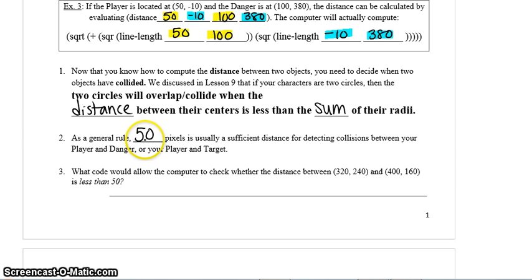So either your player has collided with the danger and you'll lose points, or the player has collided with the target and you'll get points.